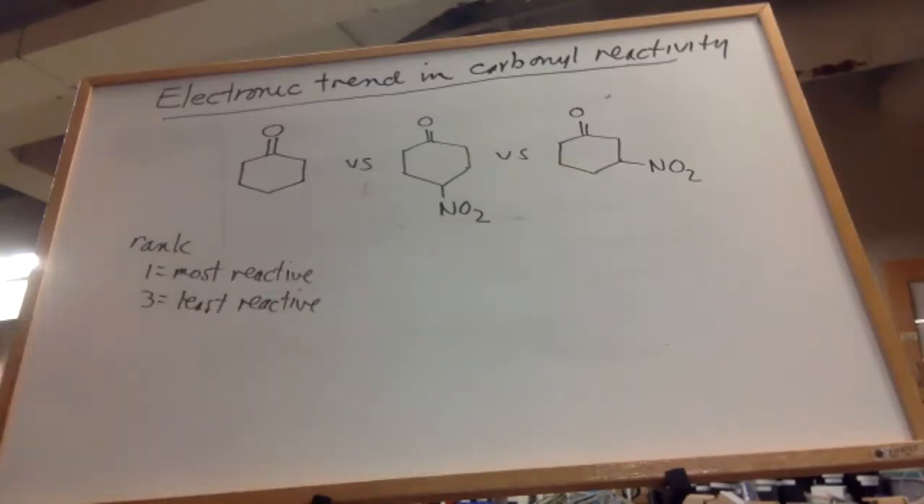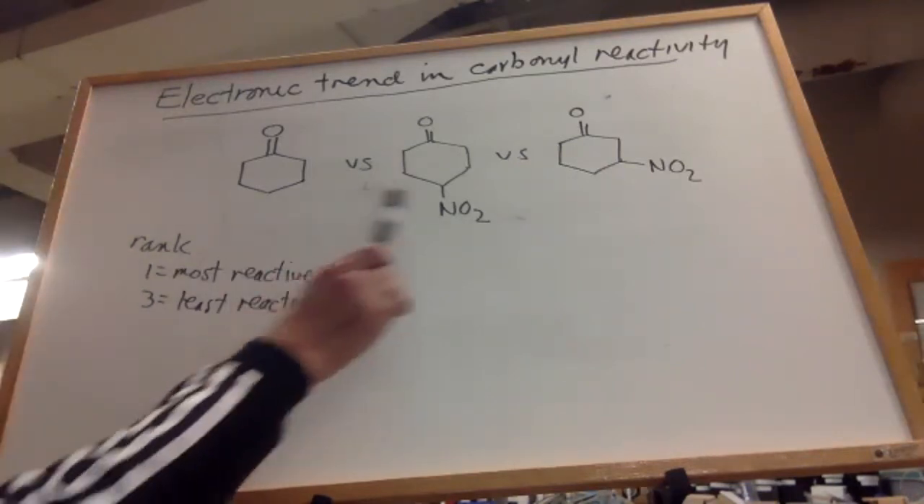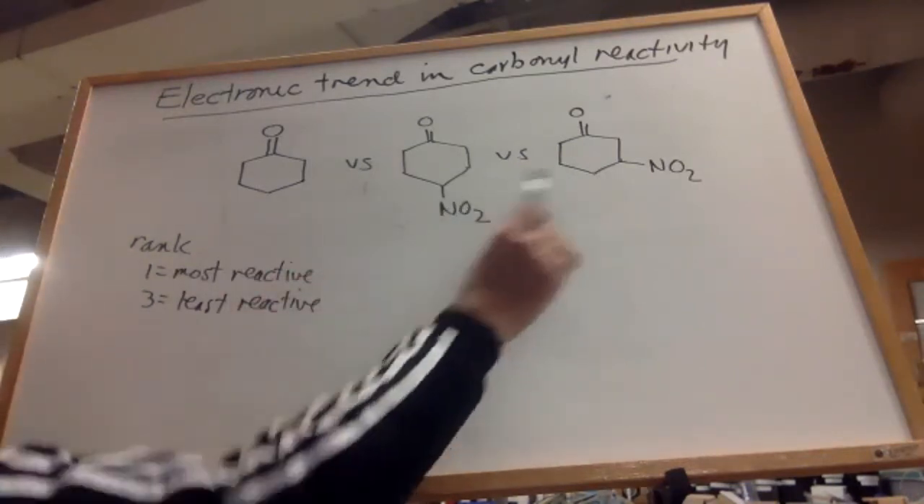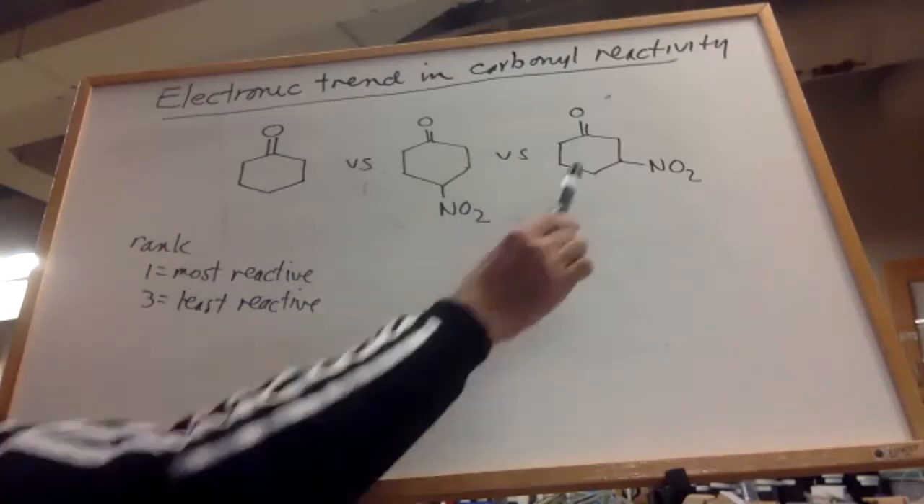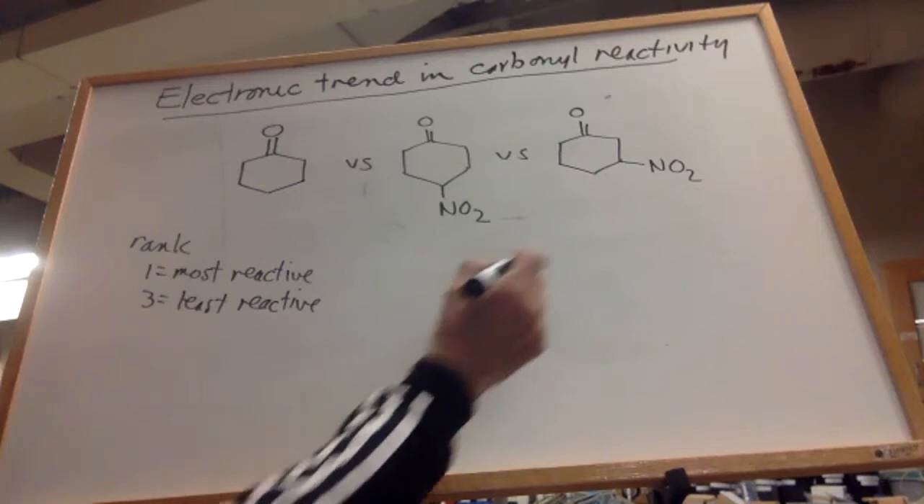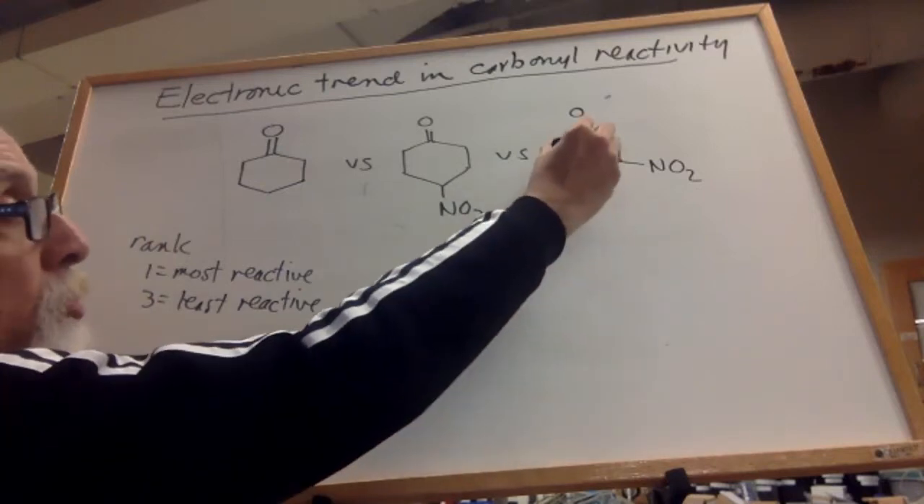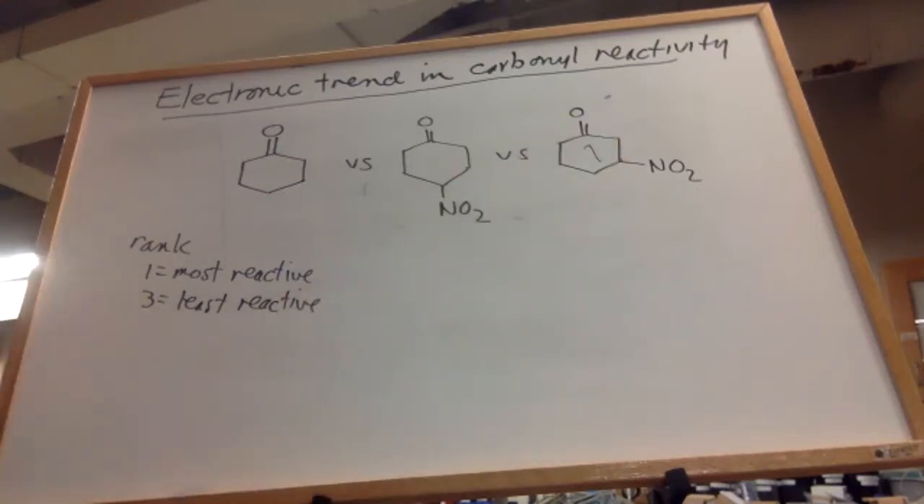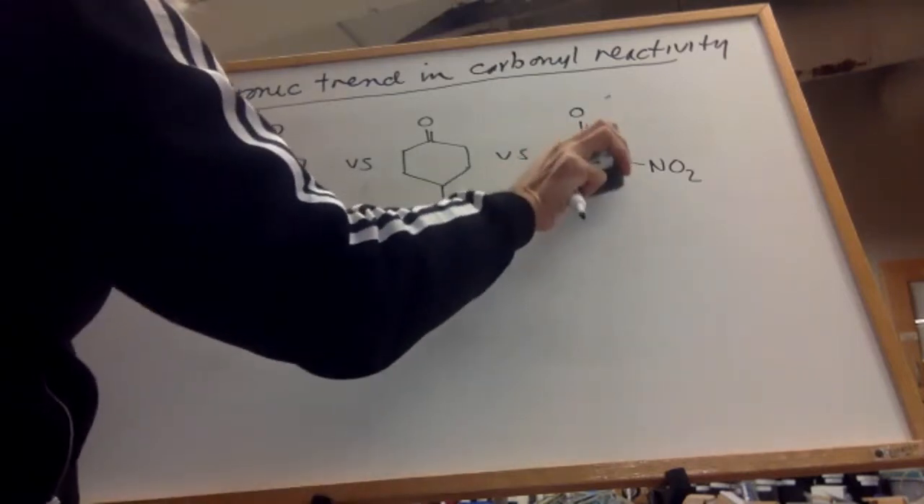Exactly. Okay, good. Why is that? Because nitro, NO2, is electron withdrawing. NO2 has that positively charged nitrogen that is withdrawing electron density. So both of these molecules have that nitro group, but this one has the nitro group closer to the carbonyl group that's about to be attacked by the nucleophile. So this one would be the most reactive one.